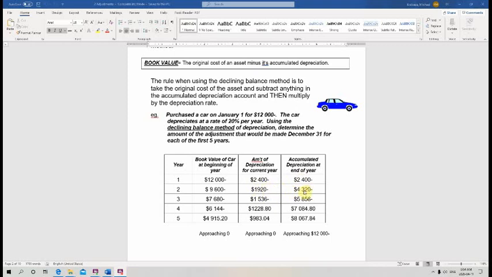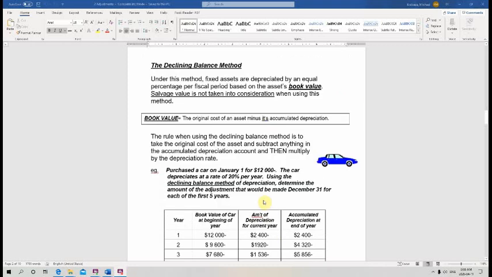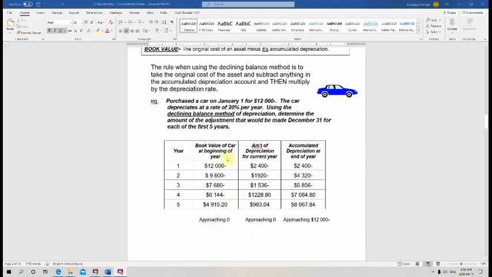Okay, so starting the third year, our book value, which is original cost, which was $12,000, minus what's in my bucket, gives us $7,680. When I multiply by the depreciation rate, you'll see that it becomes $1,536. So you'll notice that depreciation is changing every year, okay, because we're using the declining balance method. So that's what this is trying to explain up here by an equal percentage.